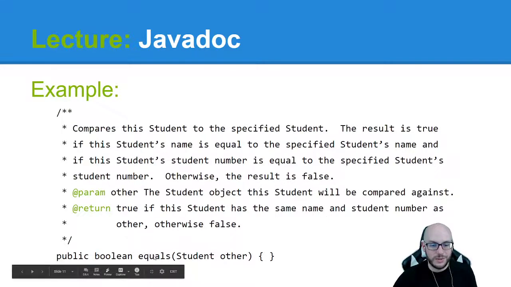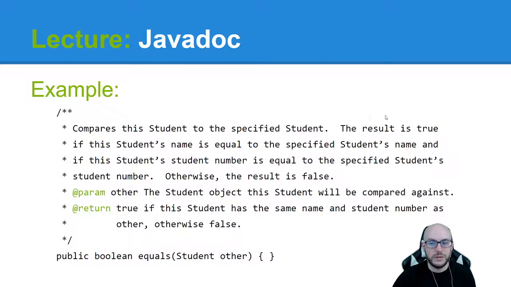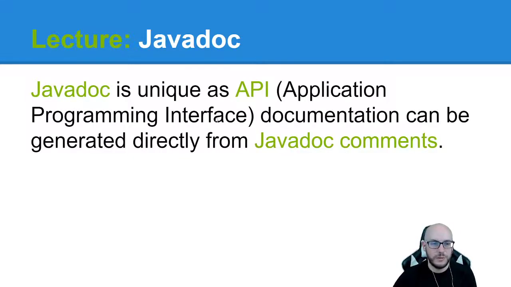Okay, here's the equals method, right? And here we see our @param and @return, but I have this general description. Compares this student to the specified student. The result is true if this student's name is equal to the specified student's name and if this student's number is equal to the specified student's student number. Otherwise, the result is false. Don't worry too much about what's going on with those methods. All I really want to show you is comments and the uses of these Javadoc comments.